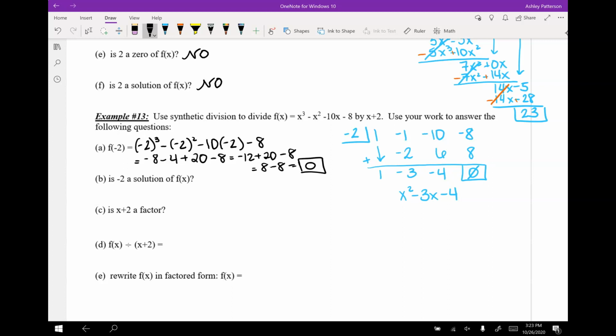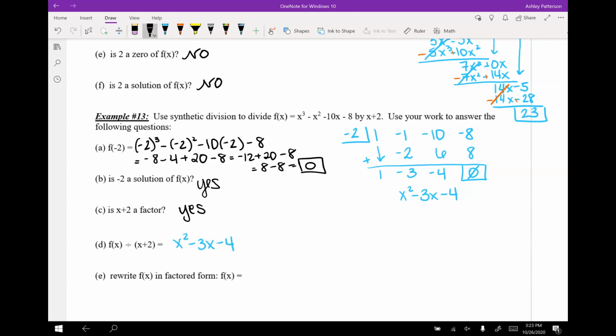So is -2 a solution? We say emphatically, yes it is. Is x plus 2 a factor? Yes, because the solution of -2 came from the linear factor of x plus 2. So they correlate. F of x divided by x plus 2 gives us x squared minus 3x minus 4.